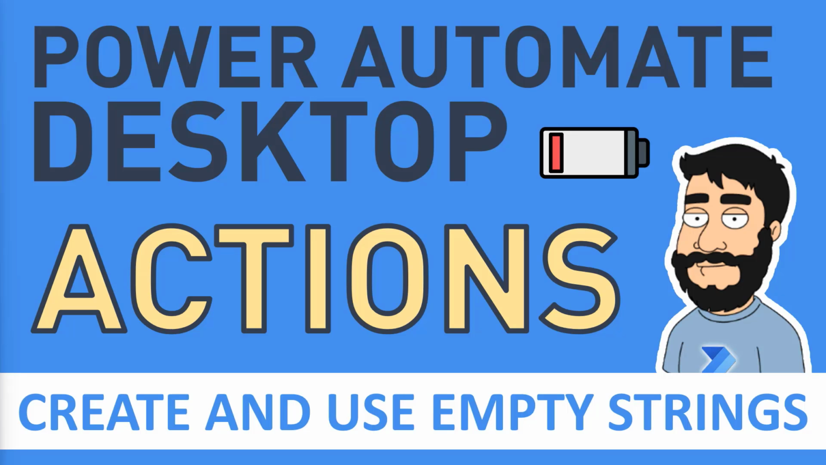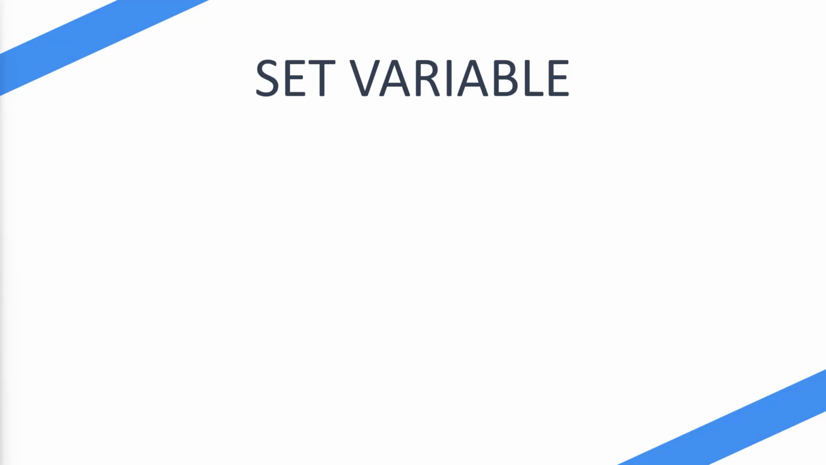Hi and welcome to another video by me, FlowJo. Today we're looking at Power Automate Desktop actions, but we're actually looking at how we create and use empty strings within these actions. So we're going to be touching on a couple of different actions, and firstly we're going to look at this set variable action.